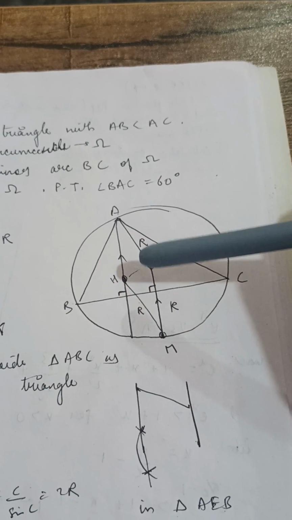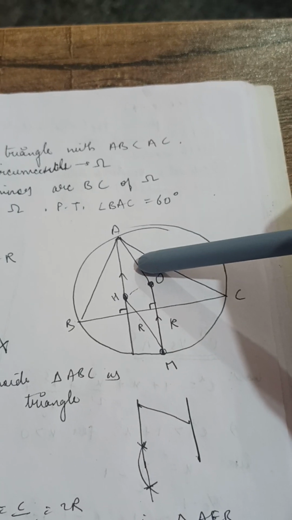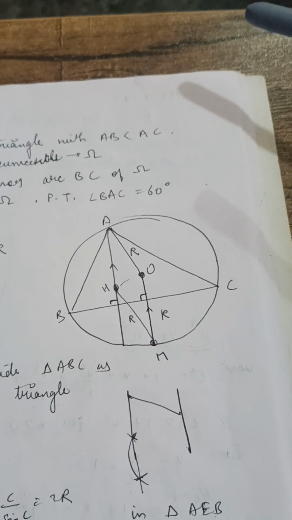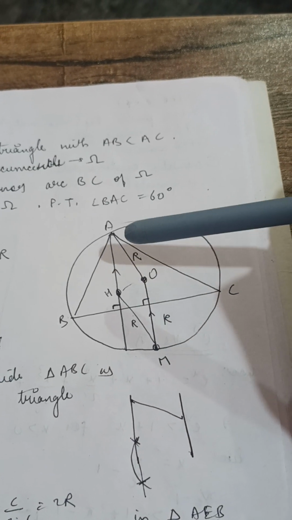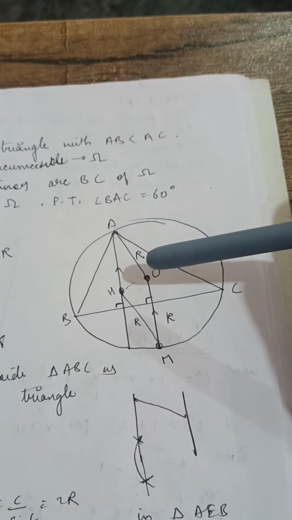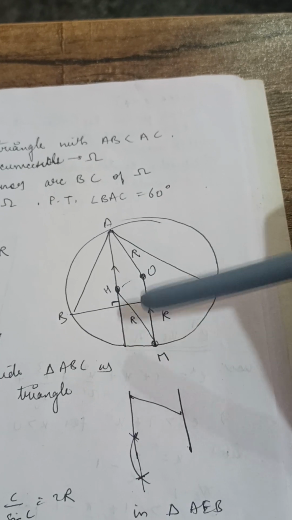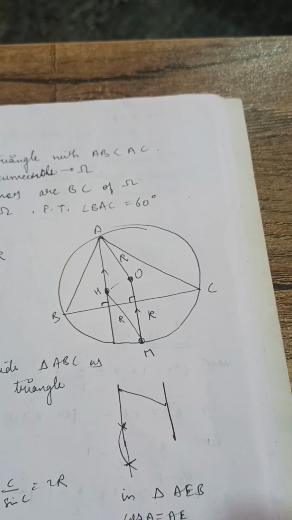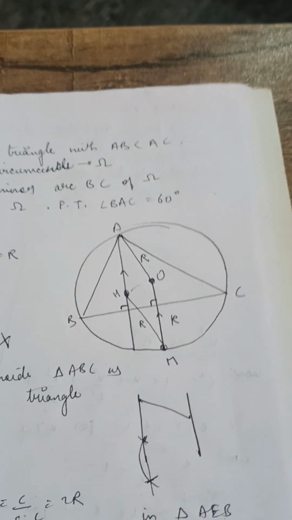So by parallelogram you can see that this will also be R and this will also be R. Simply by parallelogram equations you can see that AO is parallel to HM also, because both are R. So between two parallel lines, if two distances are equal, they will be parallel to each other.